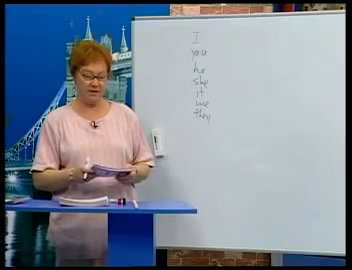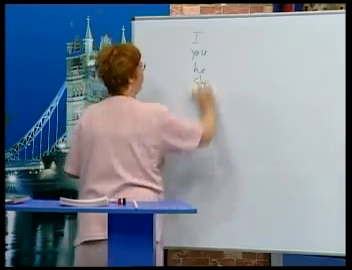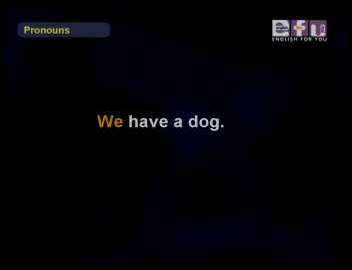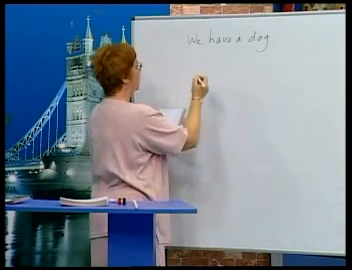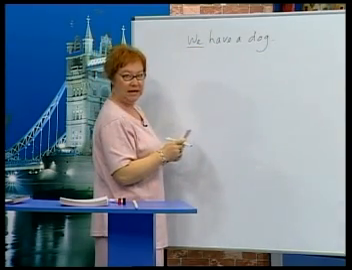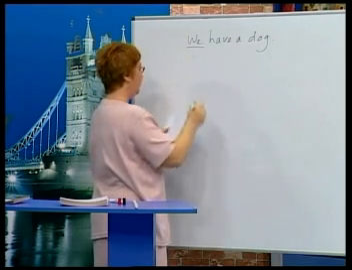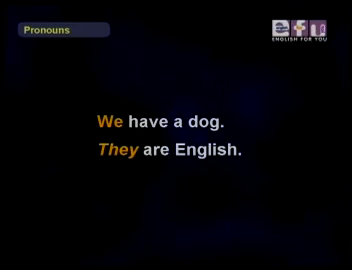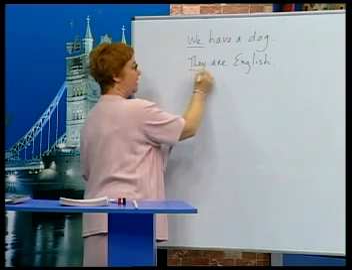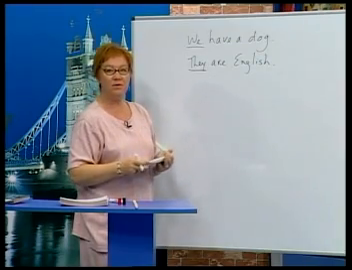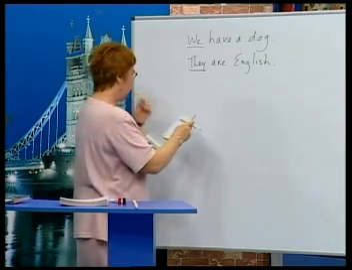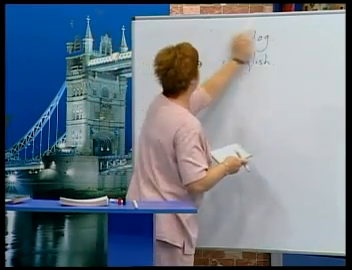We can use the pronouns to talk about the subject. Let's look at this. We have a dog. We have a dog. All right? And here we have we, the subject pronoun. Okay? They are English. And here they is the subject pronoun. Okay? Now, we can also use pronouns to talk about objects. So we're going to look at some object pronouns now.